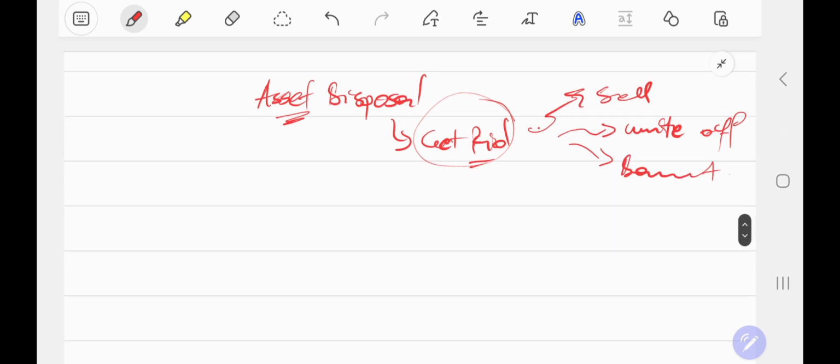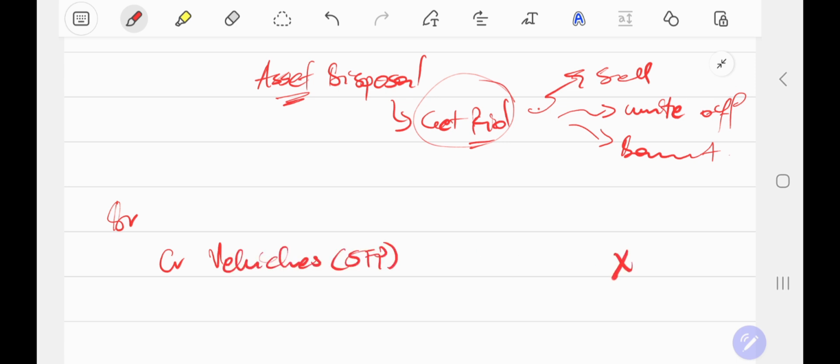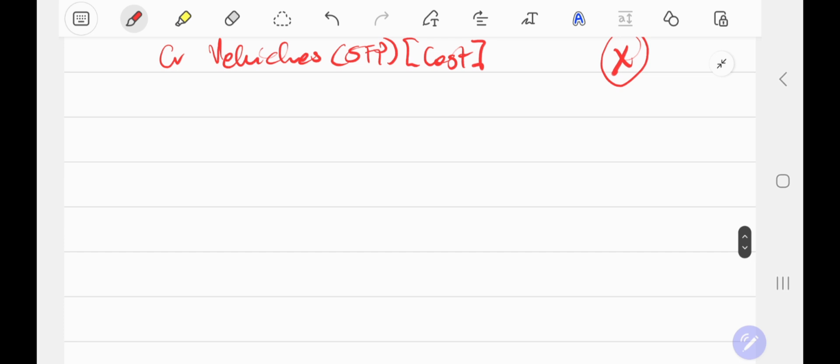So when you dispose of an asset, the first thing you are going to do is remove the cost of the asset that you are selling. Let's say we are working with vehicles. I'm going to credit vehicles, using the cost price. Why am I crediting the cost of vehicles? Because I am maybe selling these vehicles, because of asset disposal. So you credit vehicles and debit what? And debit asset disposal.